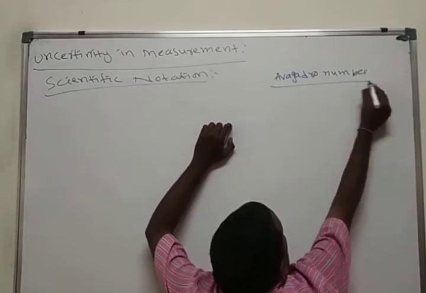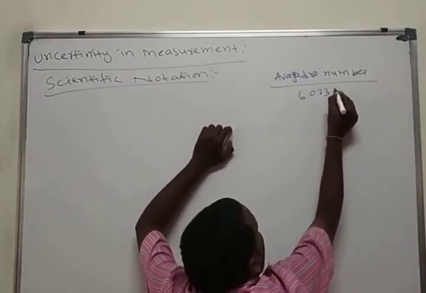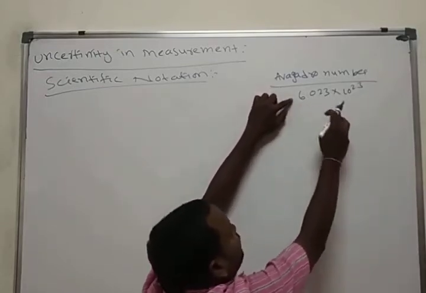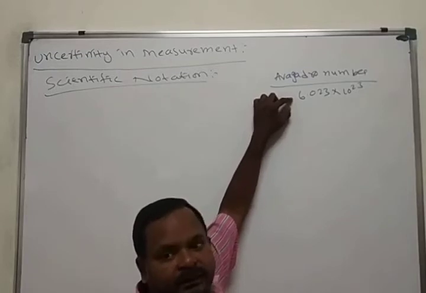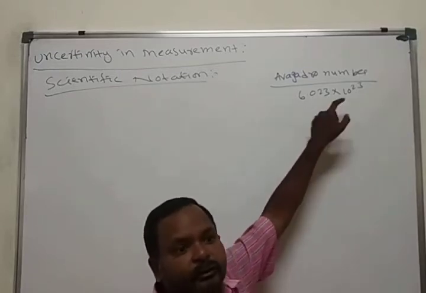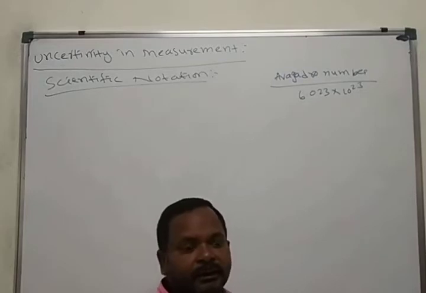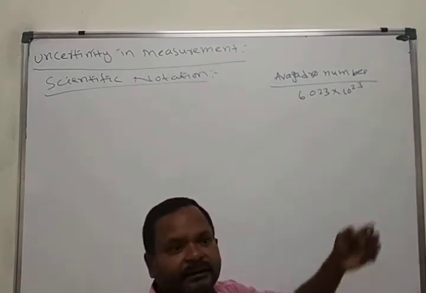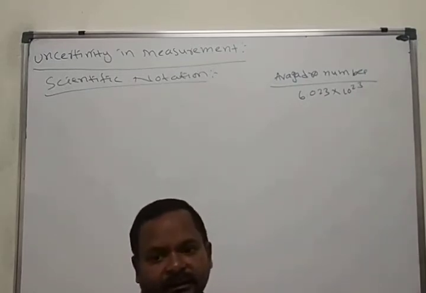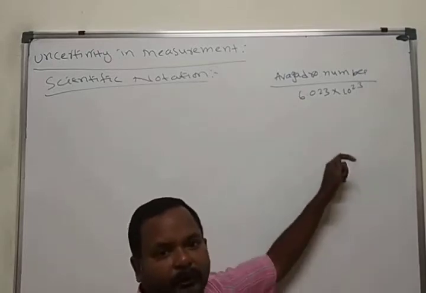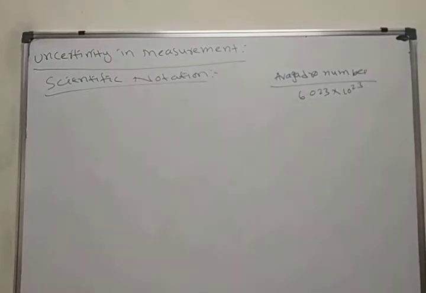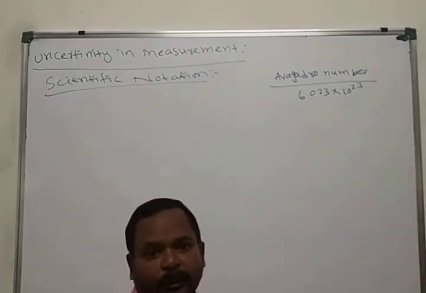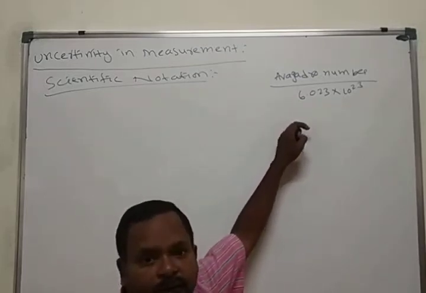What is the Avogadro number? 6.023 into 10 to the power of 23. That means after the 6.023, we should add 23 zeros. It is like a funny thing. If we write 23 zeros here, it is one of the funny things in chemistry, and we can't calculate the problems properly by using that principle.